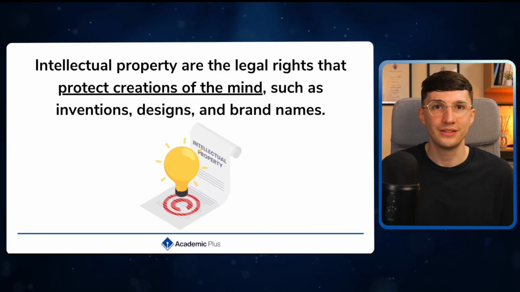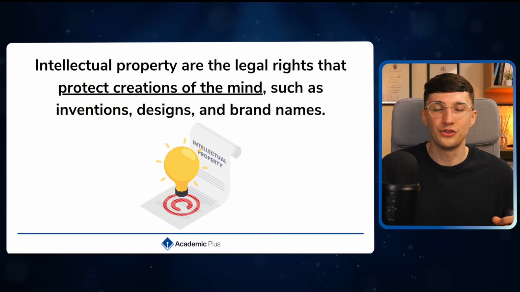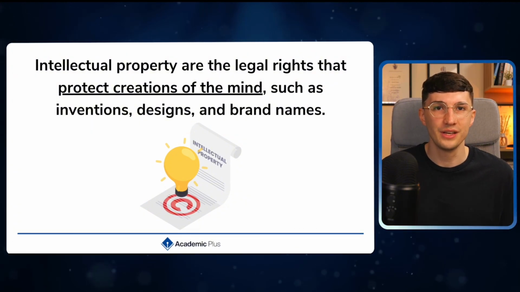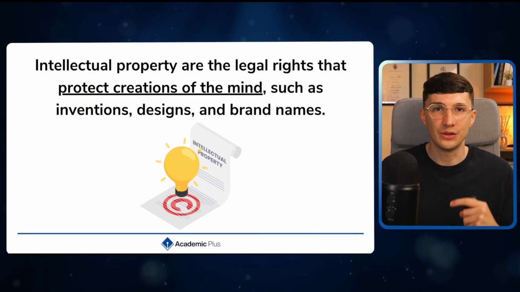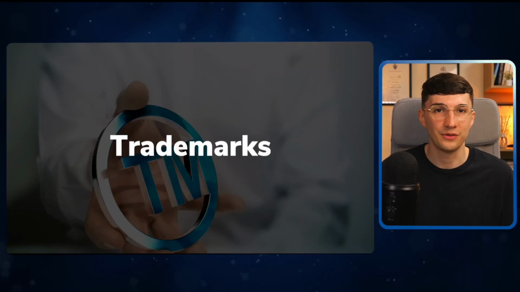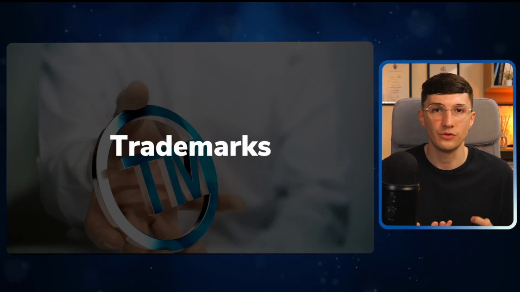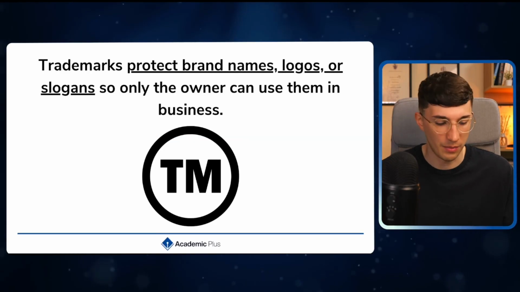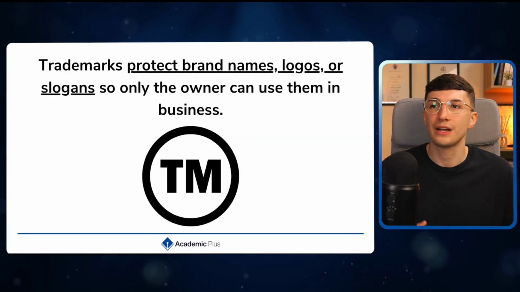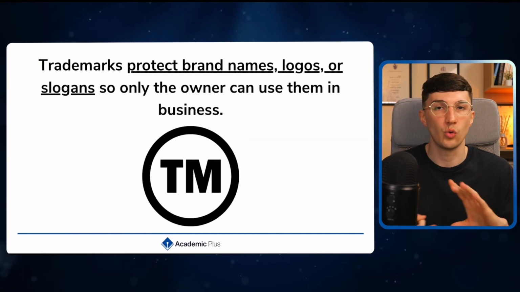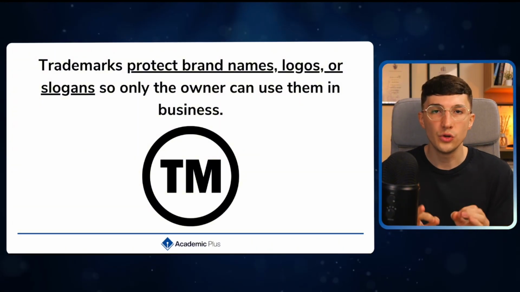Because if your competitor did try to copy something, whereas you already had it as an intellectual property, well, there could be certain legal consequences, certain fines they would have to pay. Now, we've got several different types. First of all, we've got our trademarks. Now, a trademark will protect your brand names, your logos, or your slogans, so only you can use them.